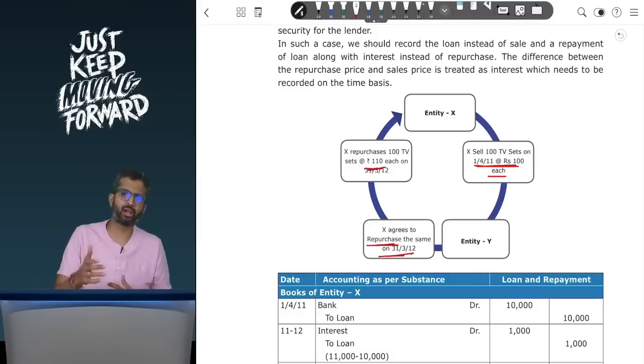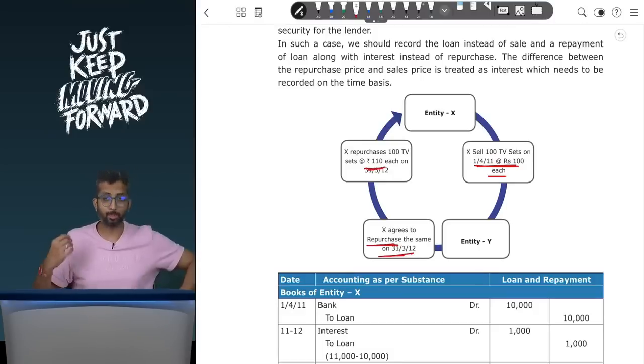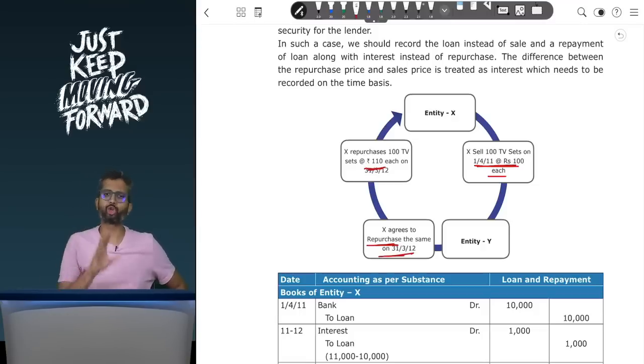Now, why am I selling at 100 and agreeing to buy at 110? Well, probably I need money. Y is ready to give me the money. However, he needs security. So I'm giving my inventory, that is television sets, as a security.